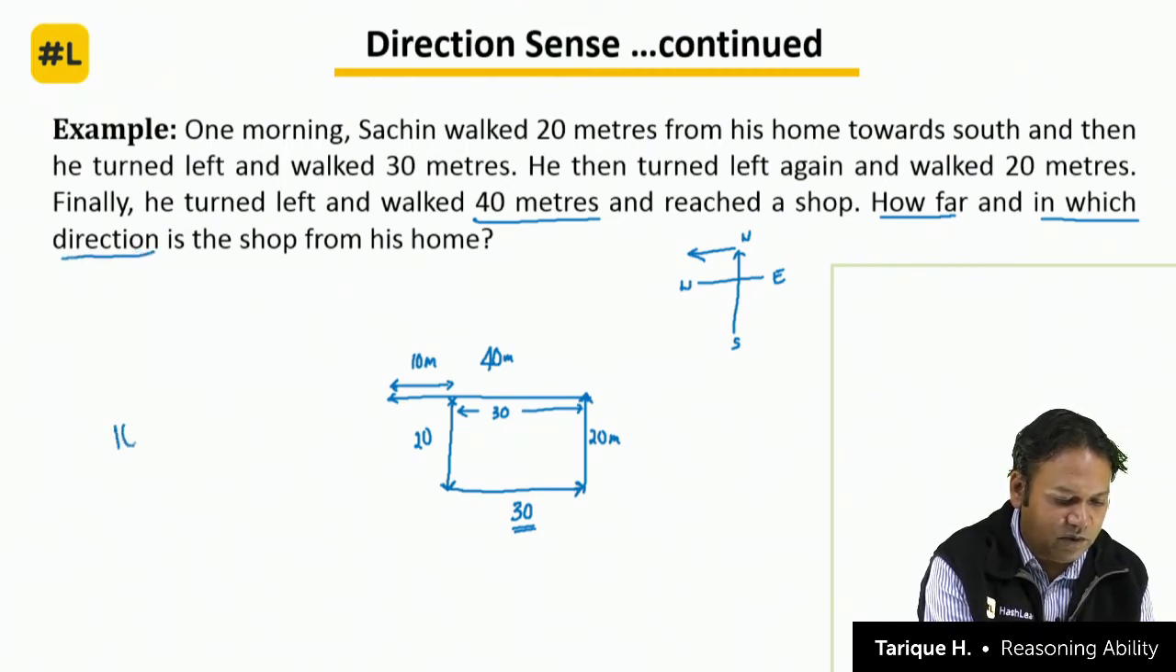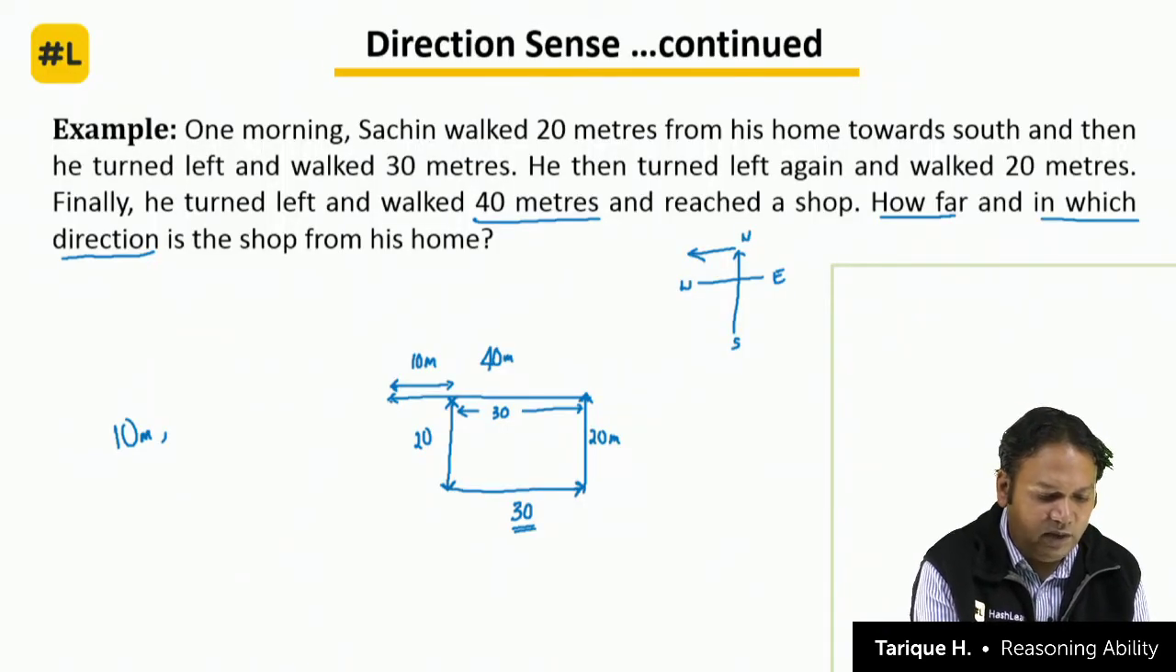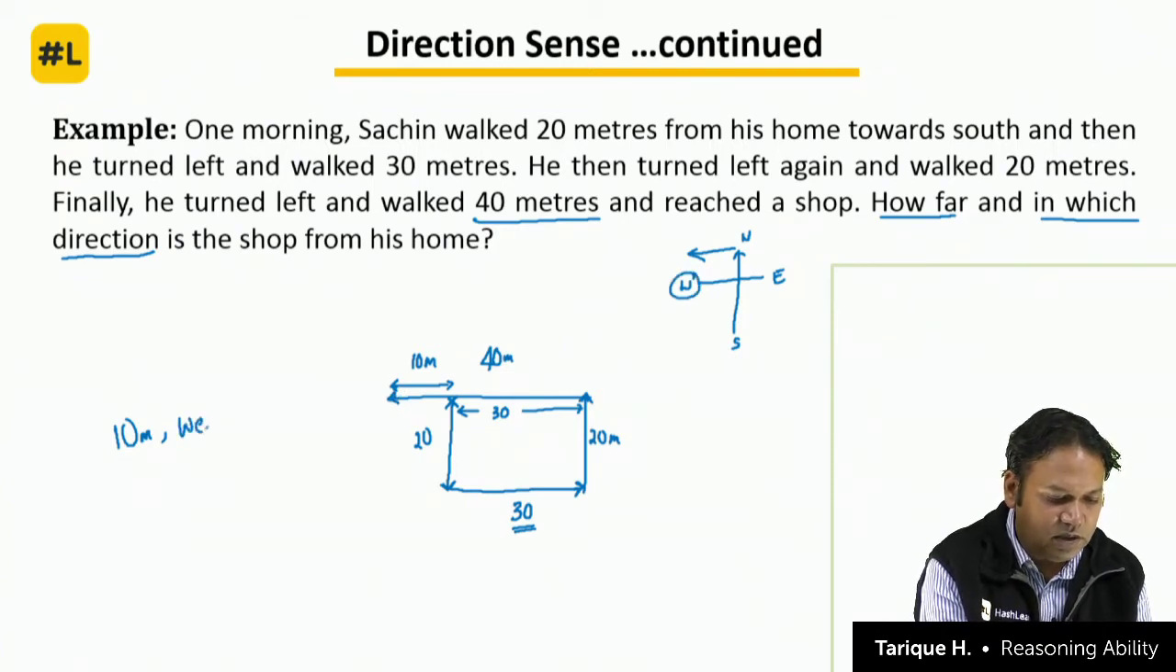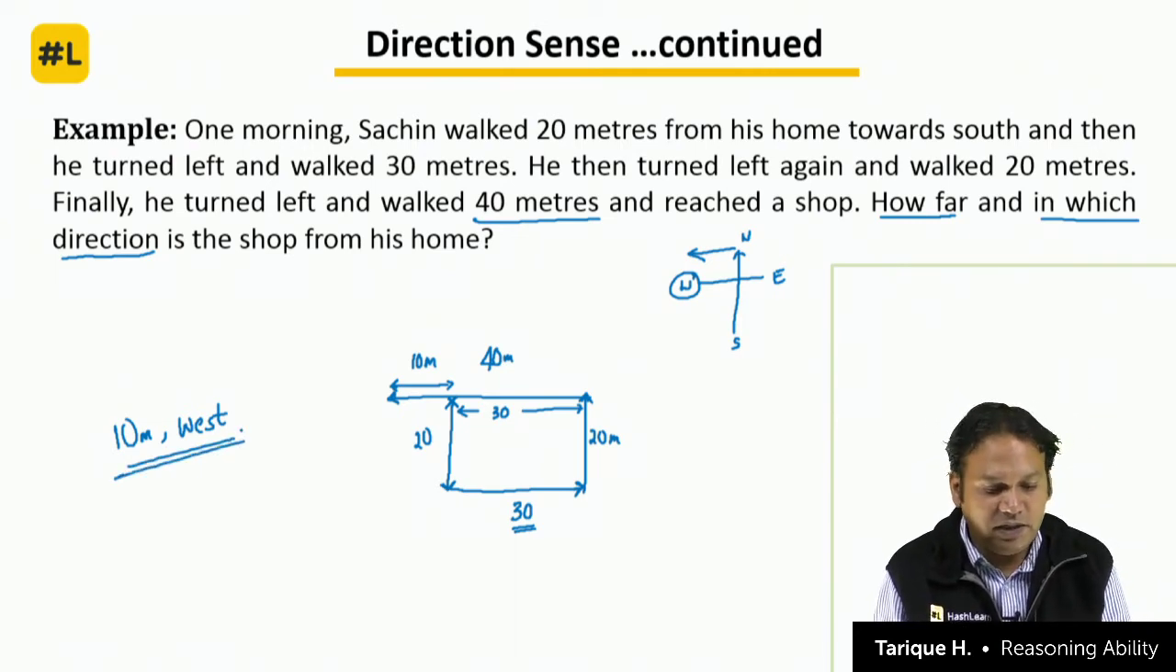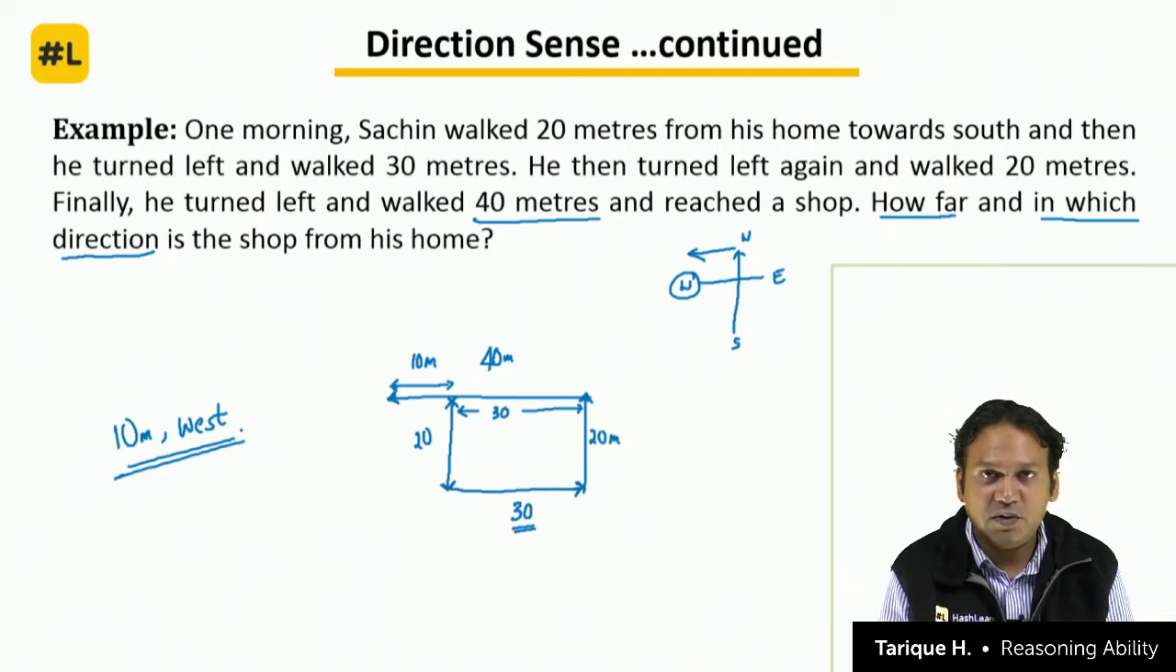The distance from his home, because this X marks his home, is 10 meters, and in which direction is he? He is in the west direction. So 10 meters west. So how far and in which direction is he from his home? He is 10 meters towards the west from his starting point. Sometimes they can ask how far is he from the starting point or how far is he from his home. These different varieties of questions can come from direction sense.